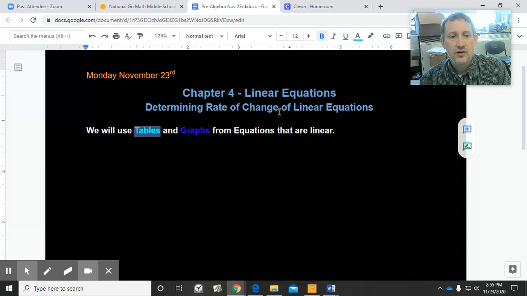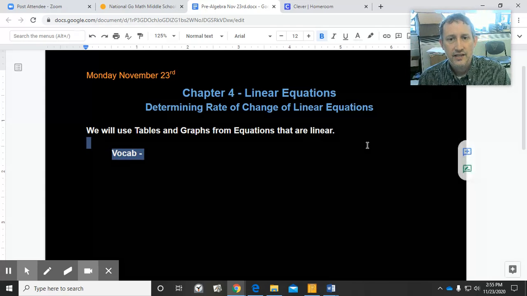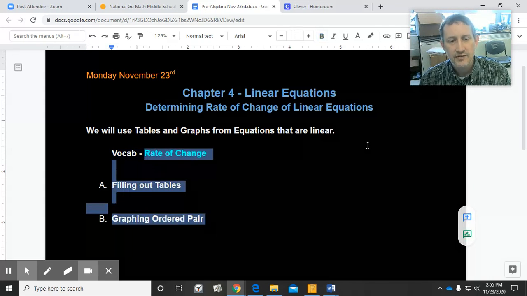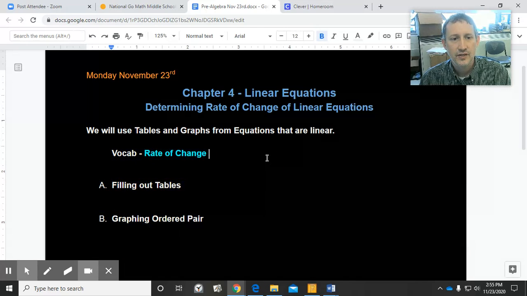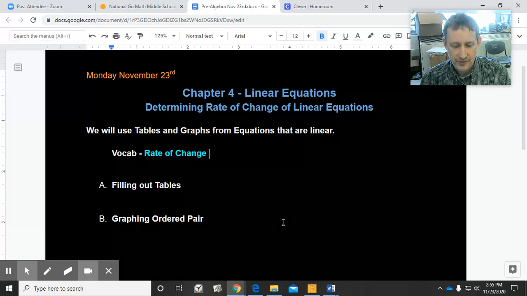So we're going to use tables and we're going to use graphs from our linear equations to determine the rate of change. How is something changing? Our main vocab, obviously, is rate of change. We're going to look at filling out tables, and we're going to graph ordered pairs.